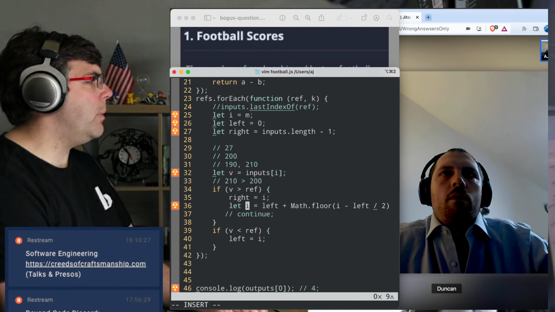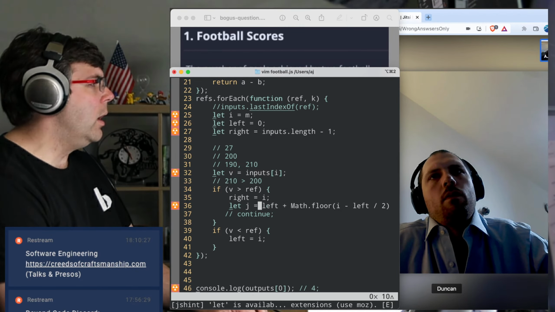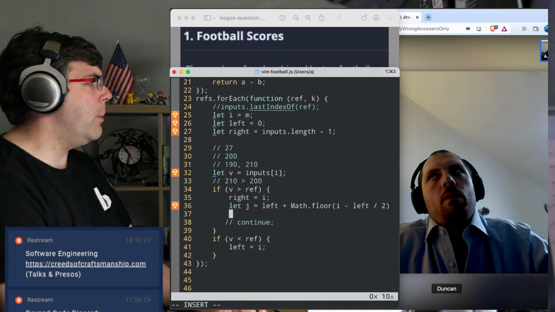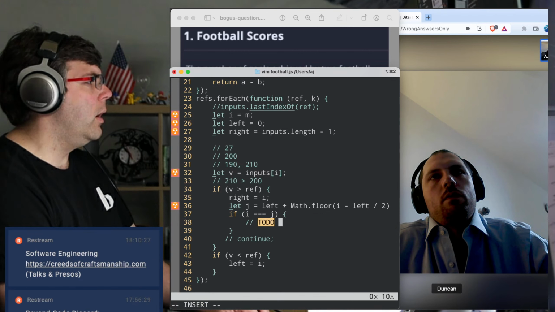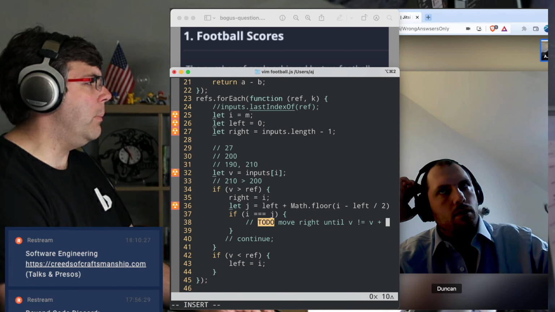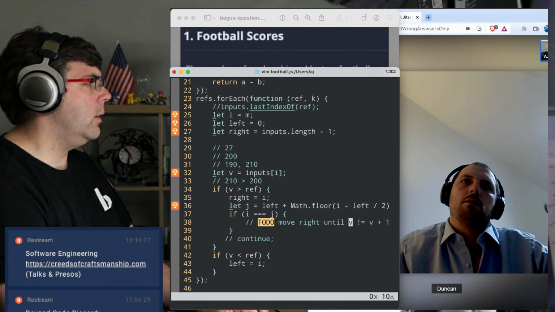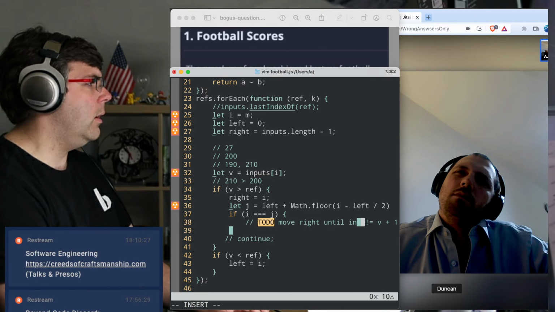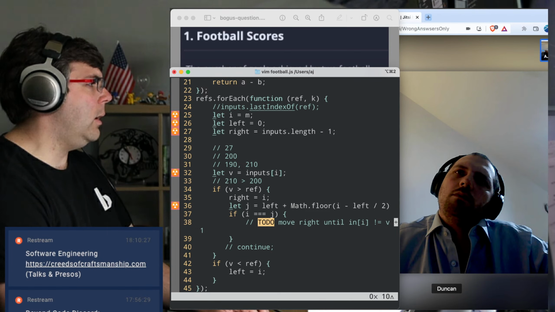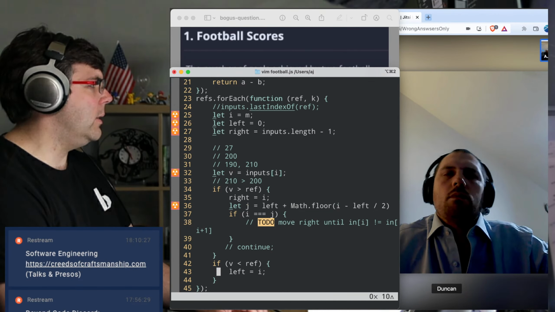and no, we did need to change something. Okay, so there was one thing that we needed to do. I forgot the boundary condition here, but basically if I is equal to J, then this is where we do move right until in I is not equal to in I plus 1. So we were going to need to do that in both of these cases.